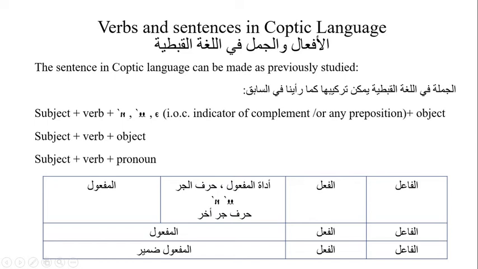Then we add the object, and then we have another structure, the subject, the verb, and the object. And we have a structure of subject, verb, and pronoun. We can change the indicator of a complement by another preposition depending on the verb. But this is the main structure of any sentence in the Coptic language.